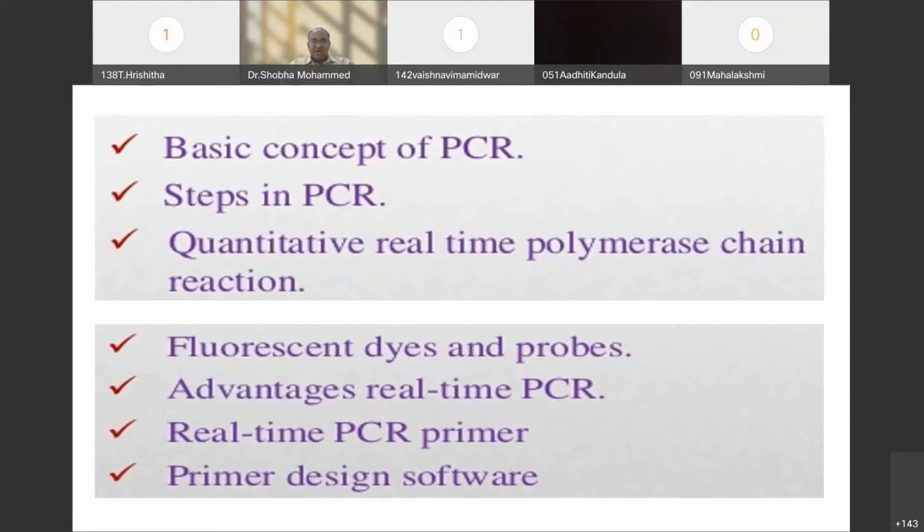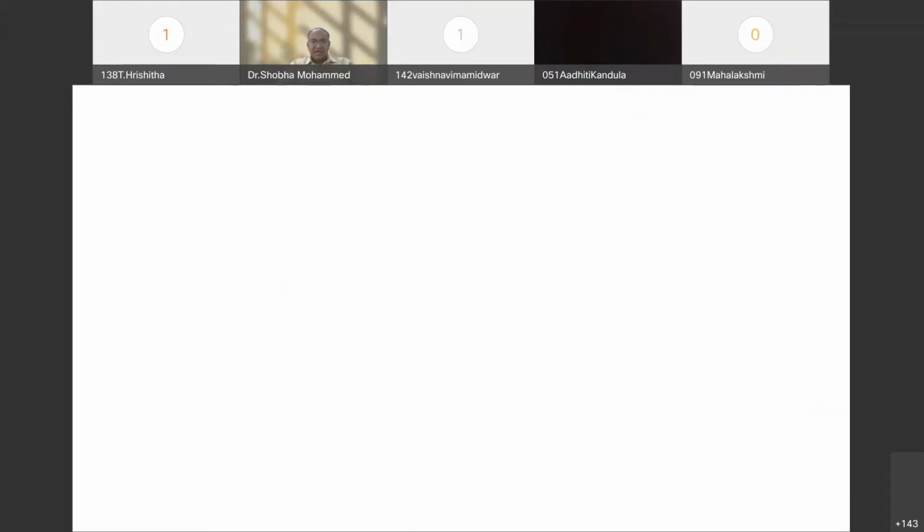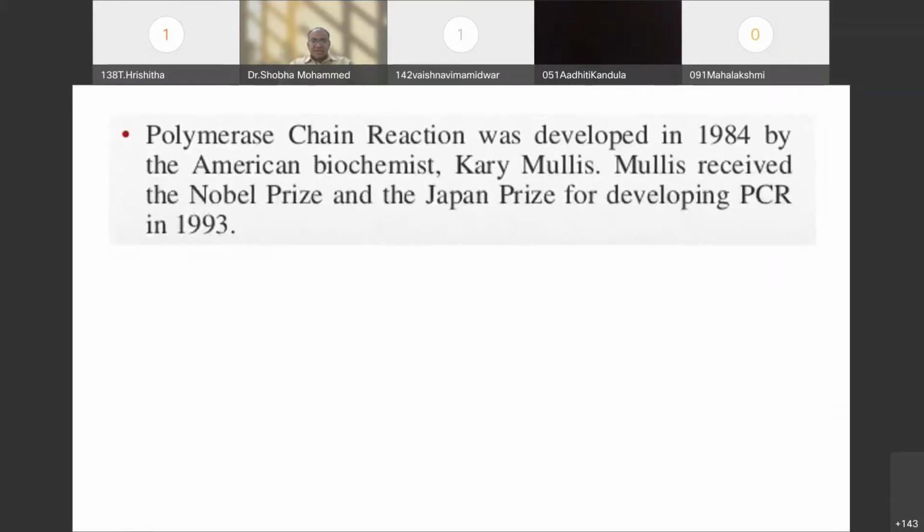So whatever genetic material I have, I can use a software to design that particular primer. What are the softwares we are using here? We will have a glance at that too. So that is exactly what we are going to learn today. This part we have done. This job we have done yesterday.